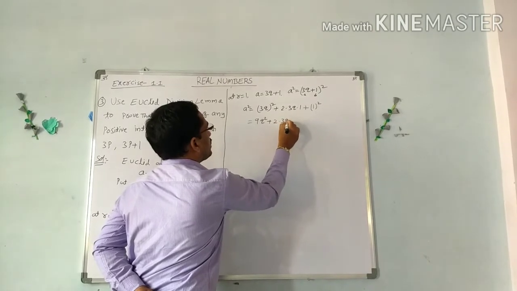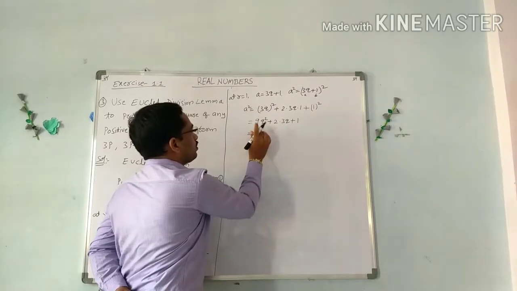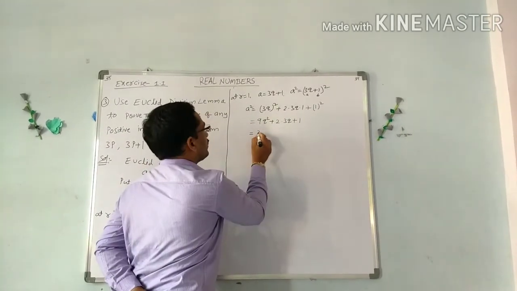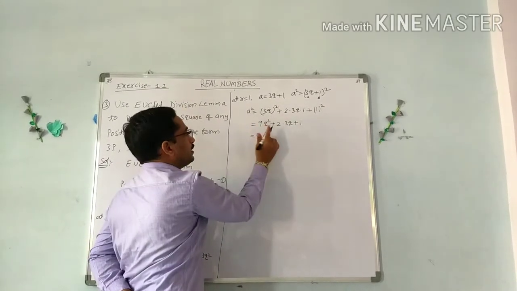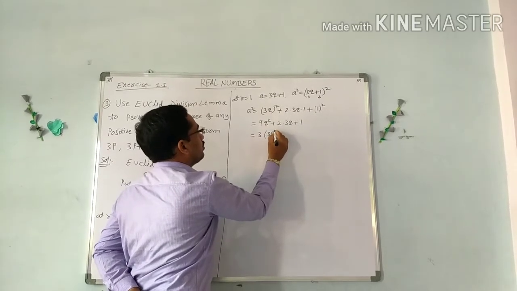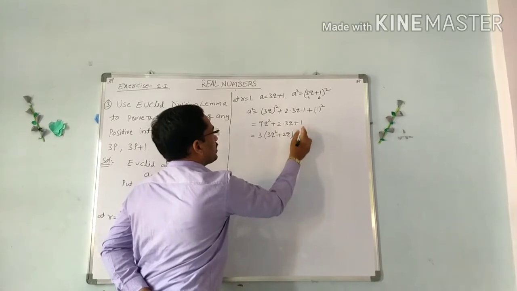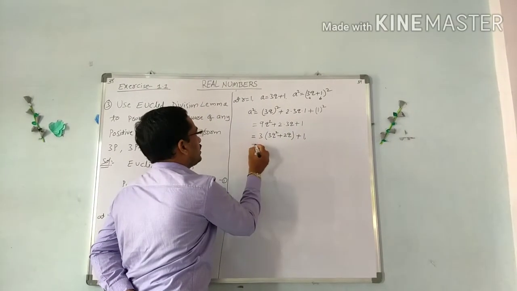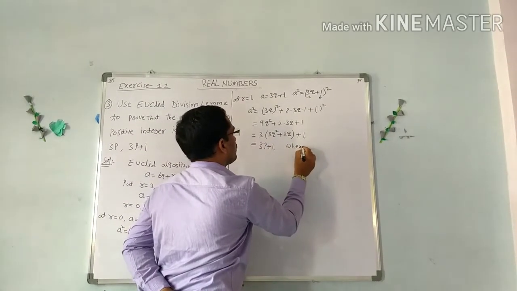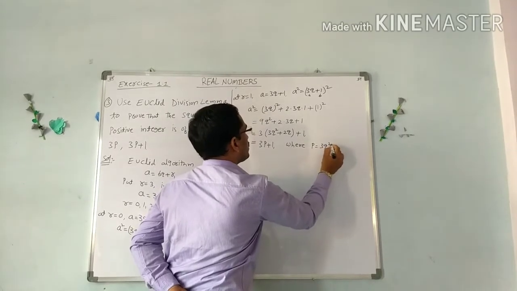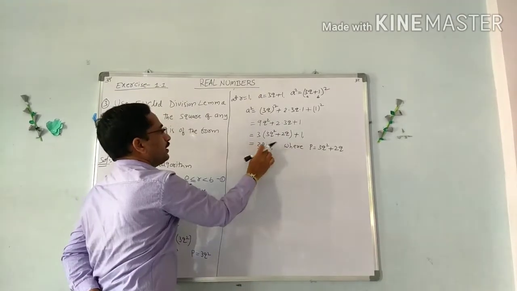put 3q as it is. Don't change the 3q term. 1 square value is 1. Now from the first two terms, take 3 common. Here 3 into 3, the first term remaining 3q square, and 3 common, the second term 2q, and the last term 1 as it is. Now it is in the form of 3p plus 1, where p equal to 3q square plus 2q.